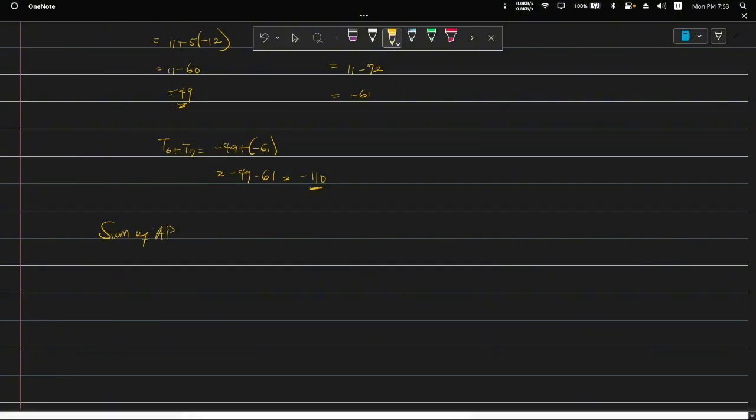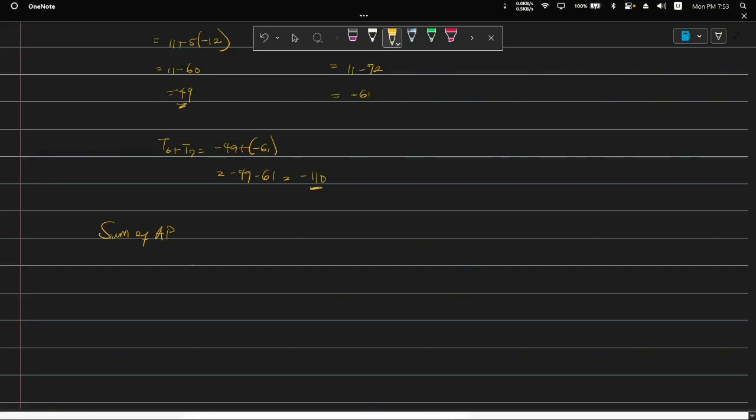Let's say we want to add the first n terms of an AP together. Let's say an AP has 20 terms. I want to add the first 30 terms together, or the first 20, or the first 10, or the first 5, or the first n terms. There's a formula for that.